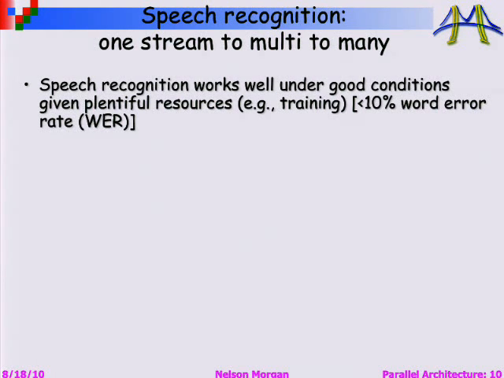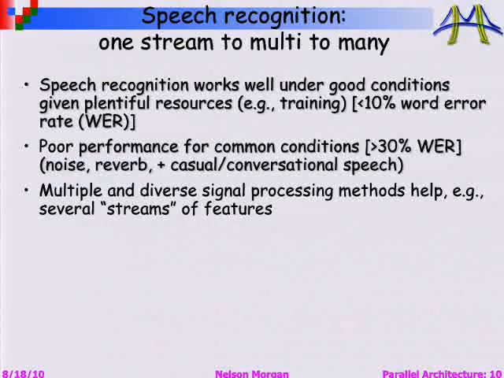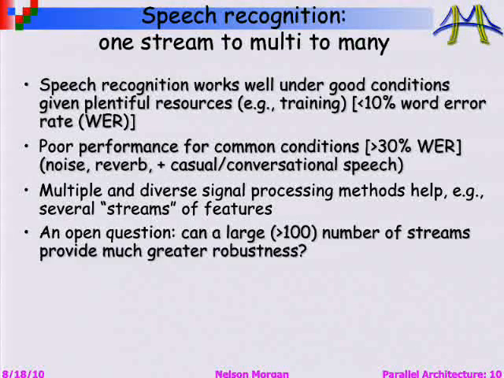Okay, so as I was saying before, under good conditions, you actually do okay. You get something like 90% or more accuracy. This is usually stated in terms of the other side, which is the word error rate. But under many conditions, if the microphone is not right here, you actually have quite a bit worse. You get maybe a third of the words wrong or more. So people have found over the last number of years that, in fact, having several different signal processing methods, not just a single one, looking at the speech signal in different ways, actually helps. So an open question is whether or not a huge number of streams can, in fact, provide greater robustness to noise and reverberation and other degradations.